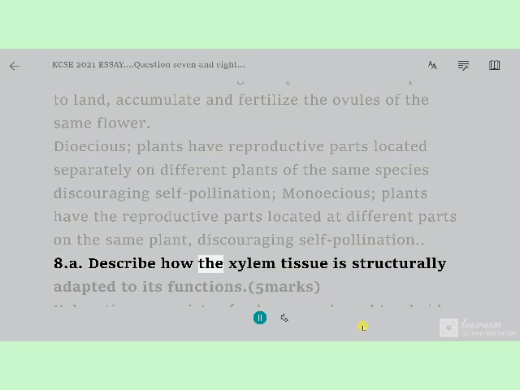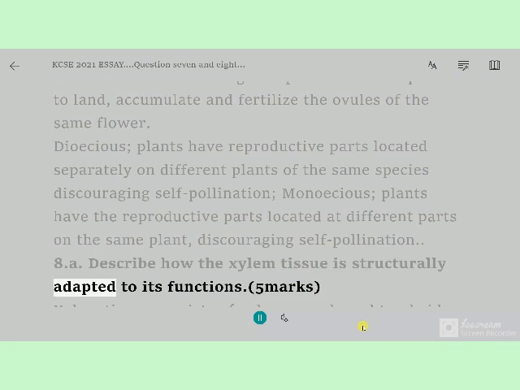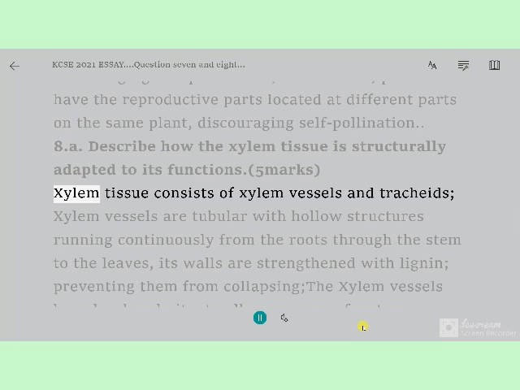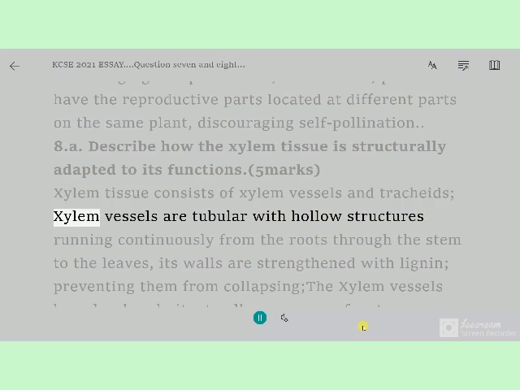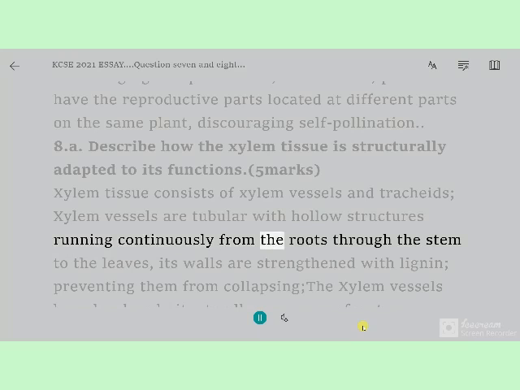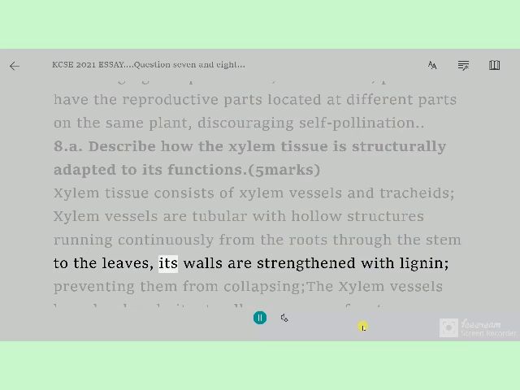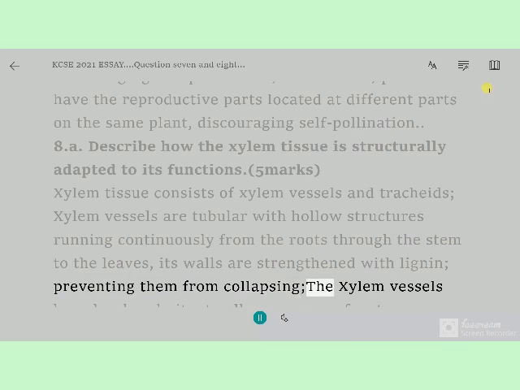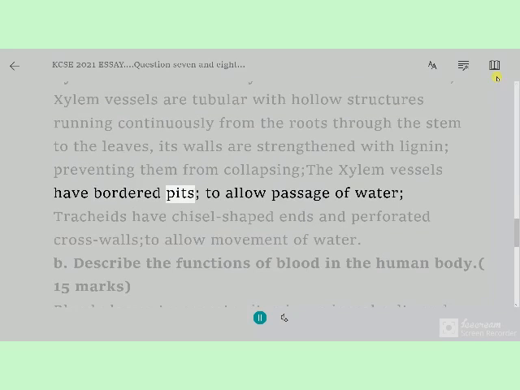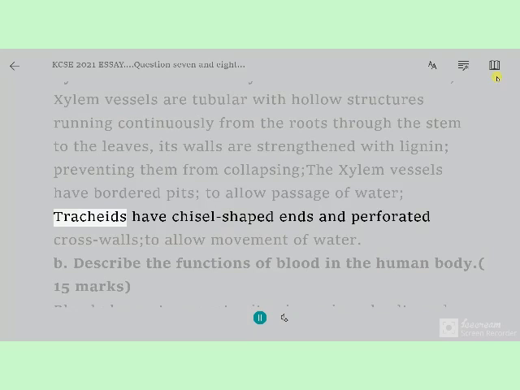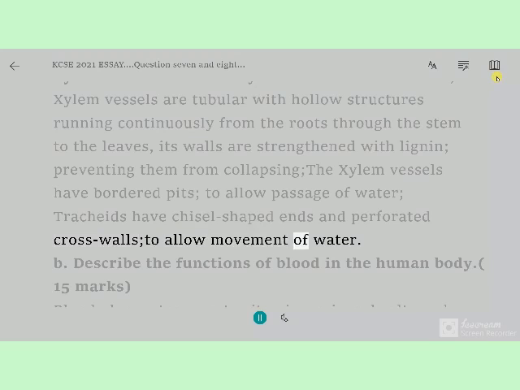8a. Describe how the xylem tissue is structurally adapted to its functions. 5 marks. Xylem tissue consists of xylem vessels and tracheids. Xylem vessels are tubular with hollow structures running continuously from the roots through the stem to the leaves. Its walls are strengthened with lignin, preventing them from collapsing. The xylem vessels have bordered pits to allow passage of water. Tracheids have chisel-shaped ends and perforated crosswalls to allow movement of water.